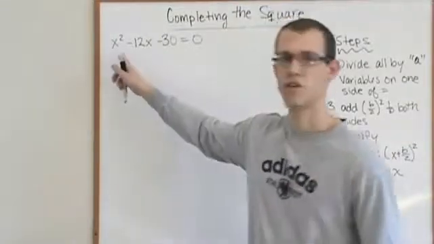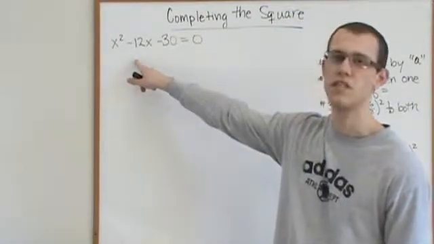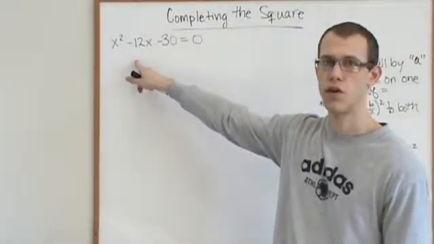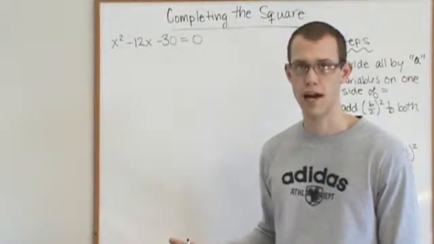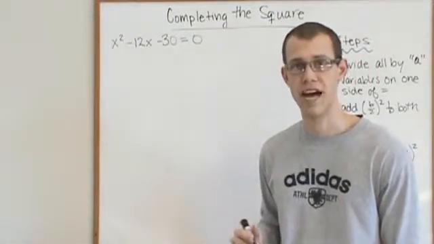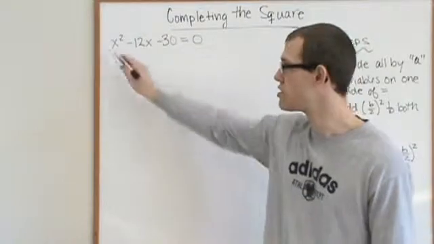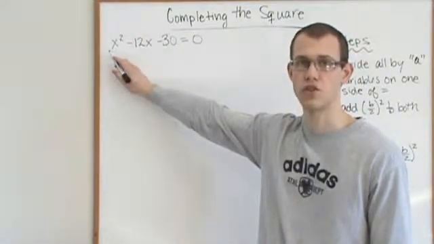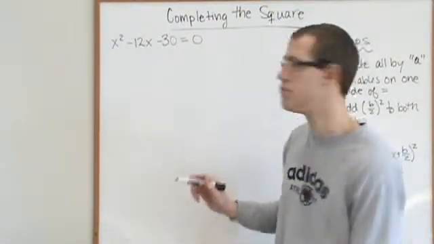So here is our example. x squared minus 12x minus 30 equals 0. So let me show you why this is prime. I'm going to try to factor it using the diamond method. The diamond method, because there's a 1 in front of the x squared, so I don't use double factoring.